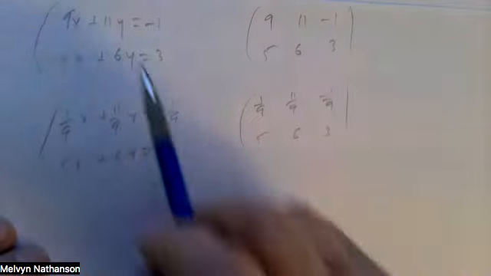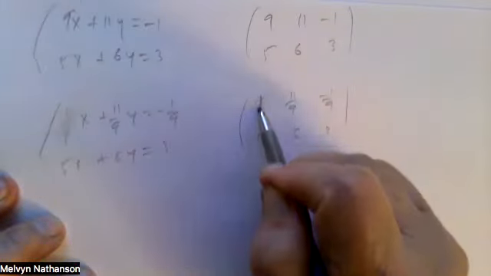Oh, sorry. When I multiply by a ninth times 9 is 1. That was the whole point. This is 1. Don't know why I wrote that. 1.